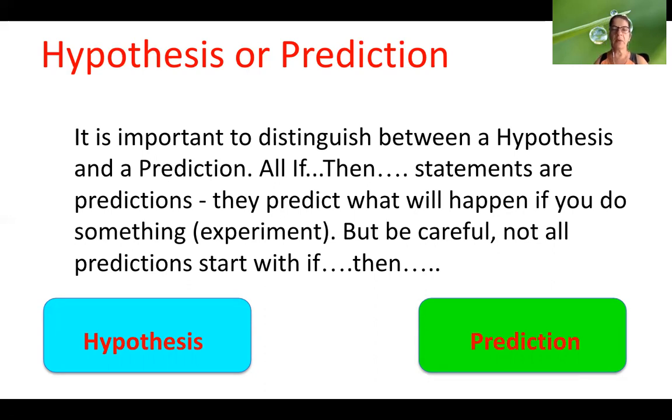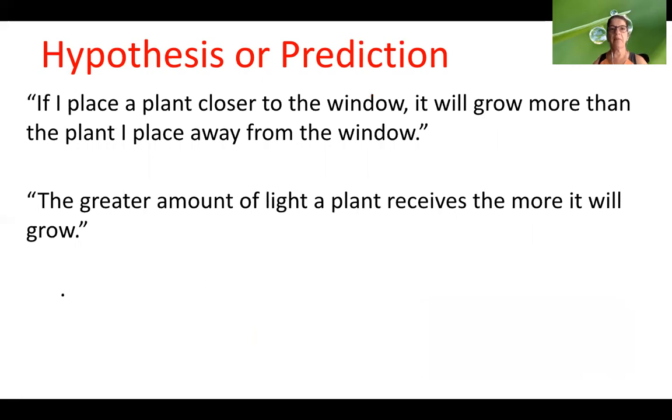Let's go back to our two statements. If I place a plant closer to the window, it will grow more than the plant I place away from the window. Now, I just told you that if-then statements are predictions, but also let's think about this. What am I doing here? I use two plants and I'll place one close to the window and one will be placed away from the window. And then I'm going to see how much they grow in a given amount of time.